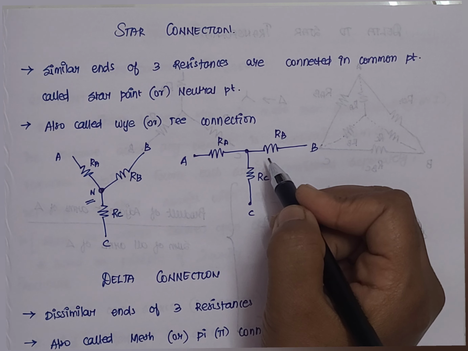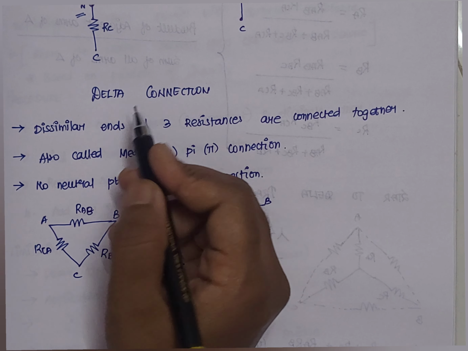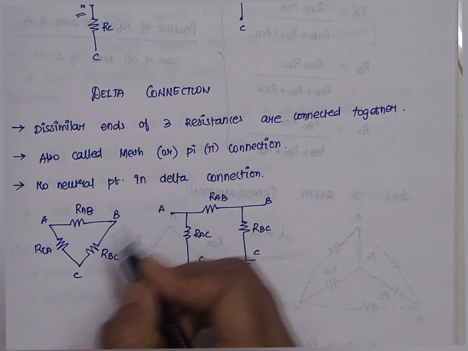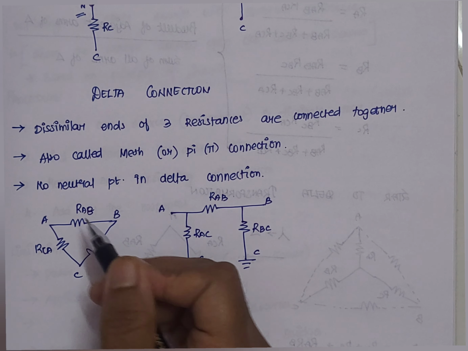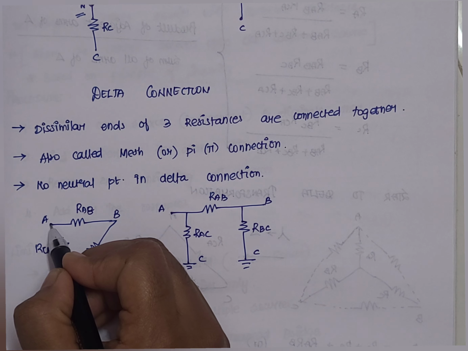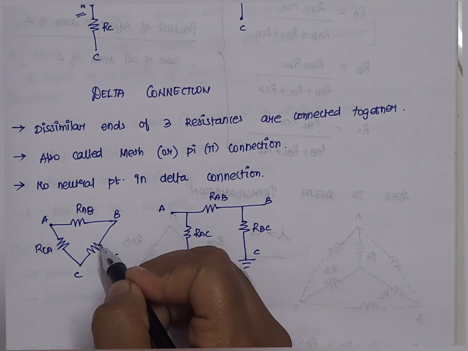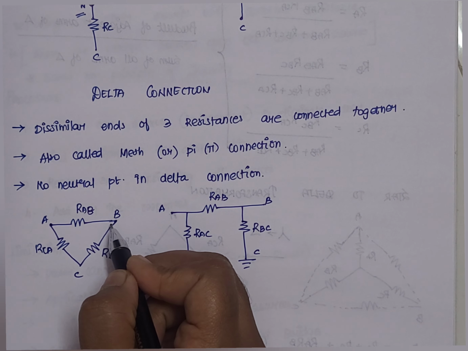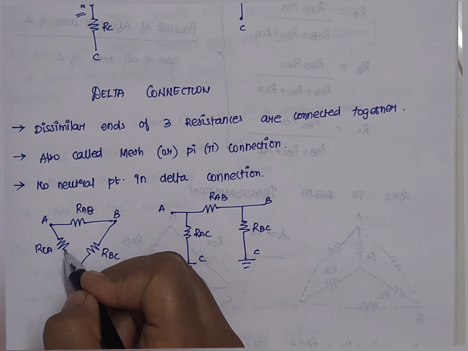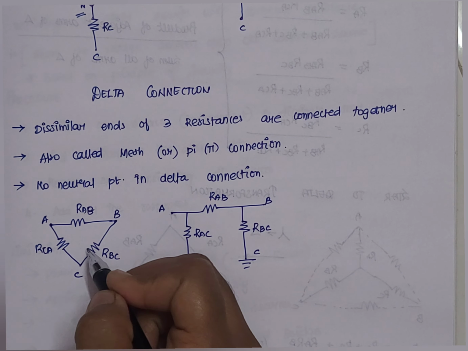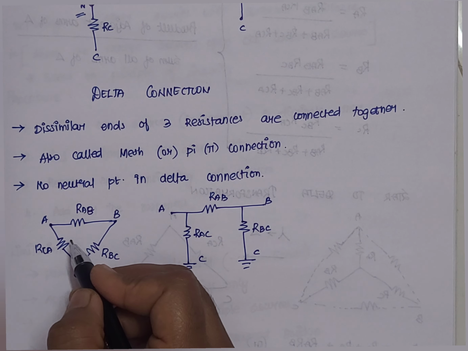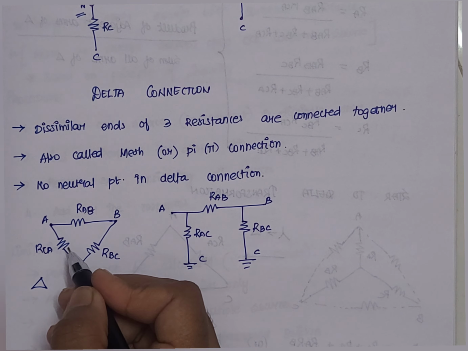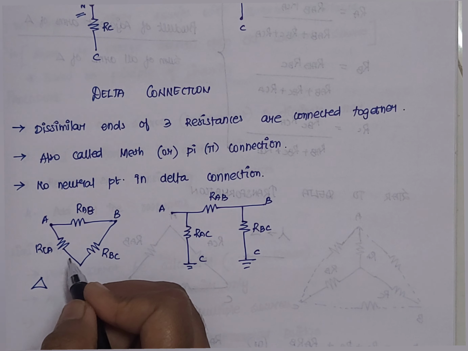Now let us see what the delta connection is. In a delta connection, the dissimilar ends of three resistances are connected together. If you consider the three resistors available here, we have taken the end of one resistor, whereas for this particular resistor the other end is chosen. The dissimilar ends are connected together in this condition, where we have formed a delta, that is a mesh or a closed connection.